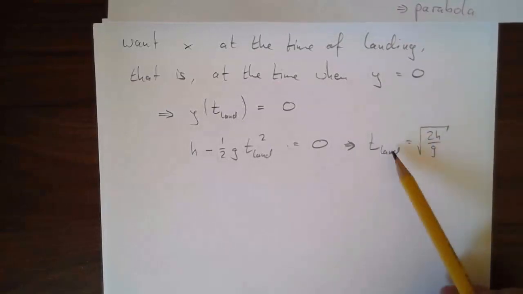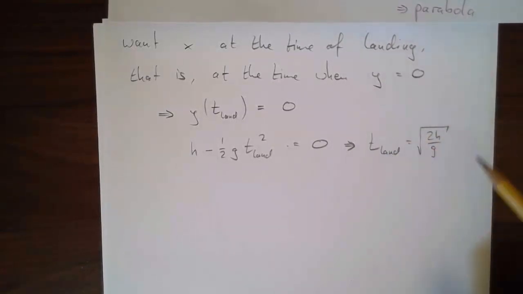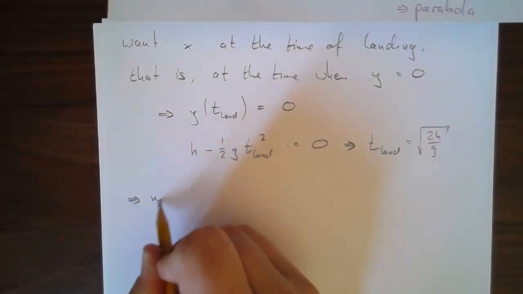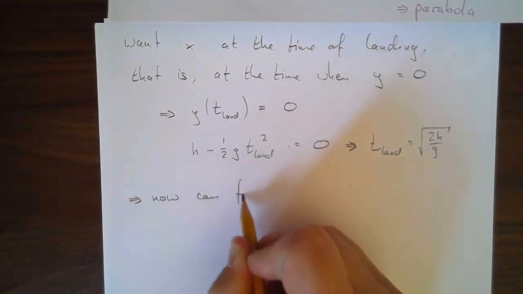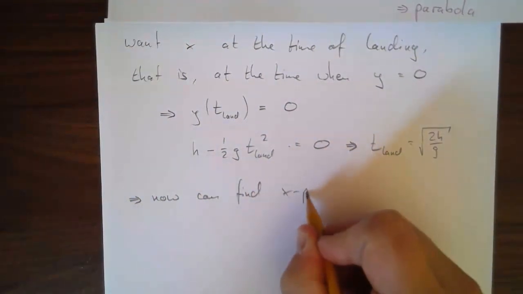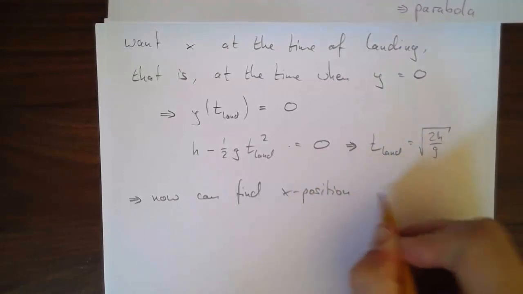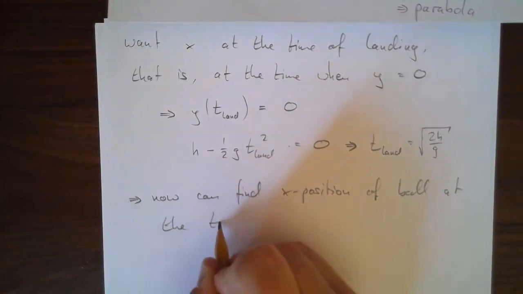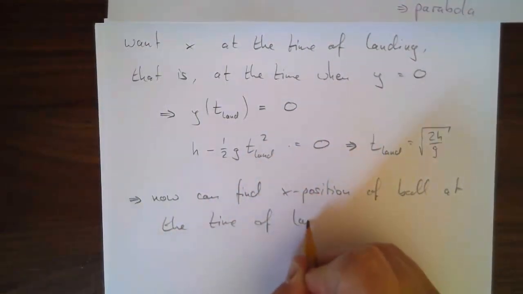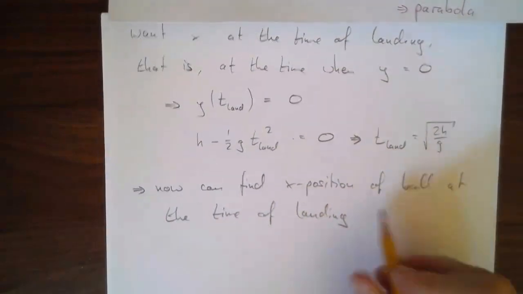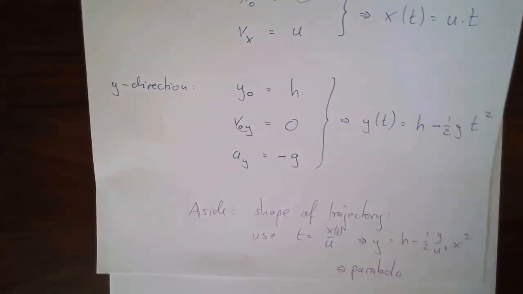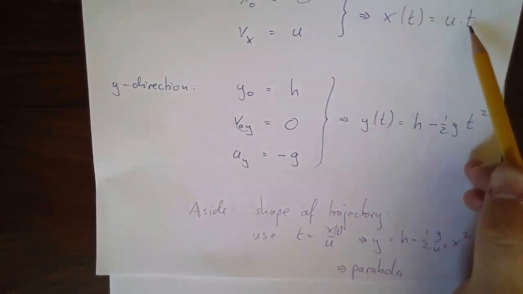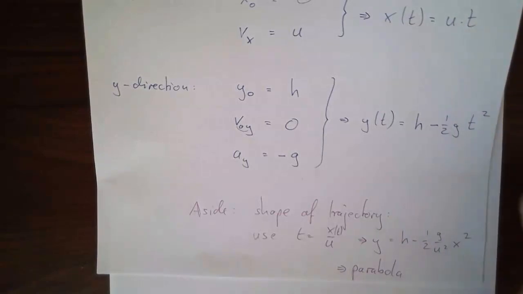So now we say, okay, we've got the time of landing, the time the thing is in the air. Well, where is the ball at that point in the x direction? So now we can find the x position of the ball at the time of landing. So how are we going to do that? Well, I've got an expression for x for any time, right? x of t is this. So I'm just going to plug in here the time that I care about, which is the time of landing.